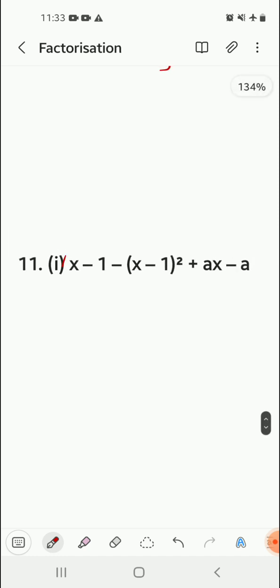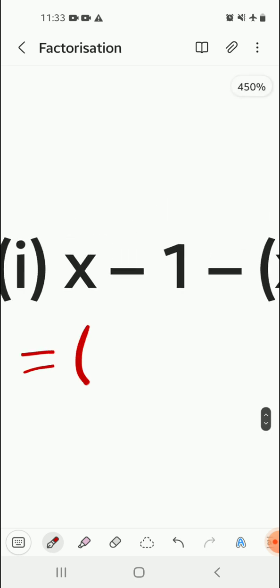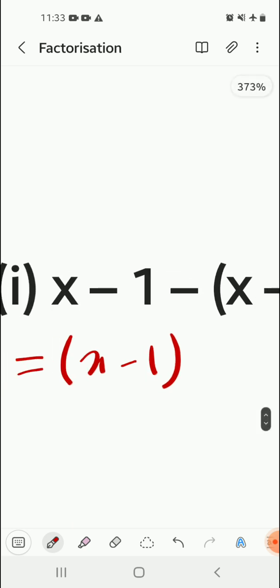Here we have got x minus 1 already, and here we have got x minus 1 whole square. So this can be put in the formula of a minus b whole square. And thirdly, we have got this as a factor. So let's do it. First put this within a bracket, x minus 1. Then after this, from here we are going to put one thing in common, that is x minus 1 square.